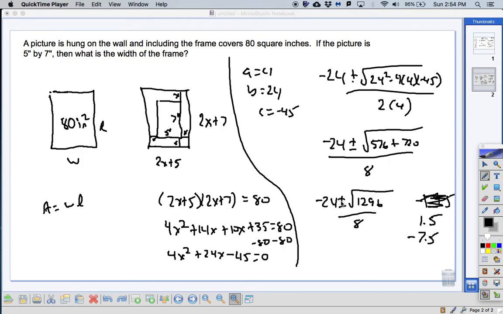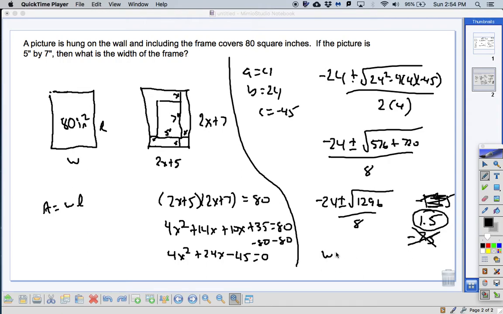Okay, so when I plugged in the plus, negative 24 plus the square root of 1296 and divide all that by 8, you get positive 1.5. When I type in a negative, you get negative 7.5. I'm talking about real width. Width can never be negative, so even though the quadratic formula gives us that, we're going to cross that one out. And we're going to keep this one.